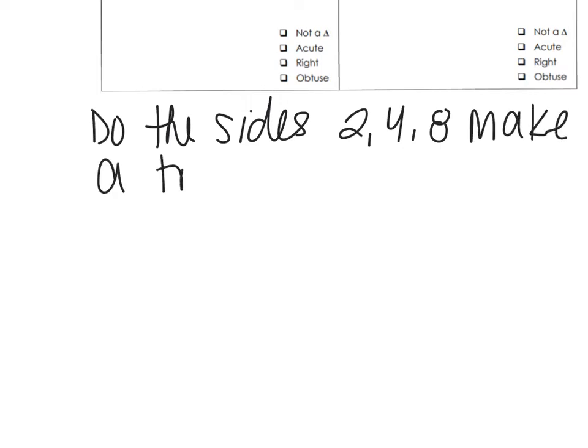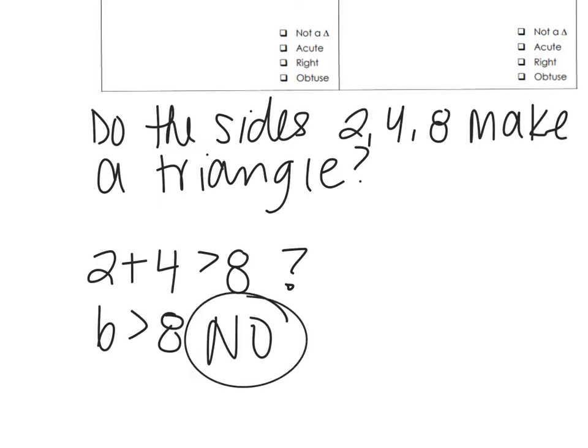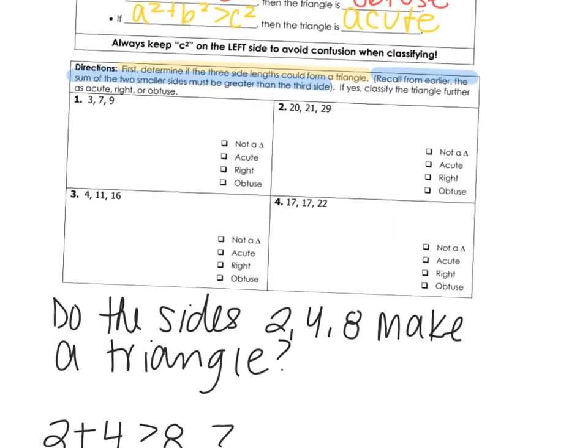make a triangle? Because you can't just pick any 3 side lengths that you want. It's possible that if you pick 3 side lengths, it doesn't make a triangle. So we have to check, is 2 plus 4, the sum of the 2 smaller sides, greater than 8? 6 is not greater than 8, therefore the sides 2, 4, and 8 would not make a triangle. So you have to test that first for all of these problems.